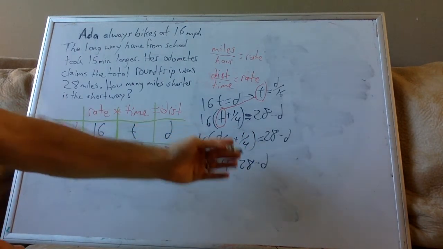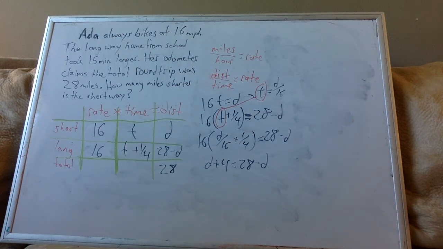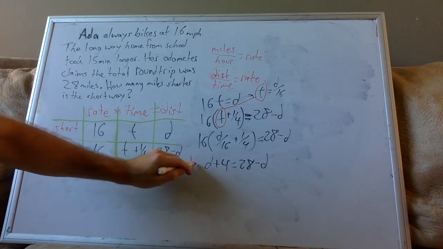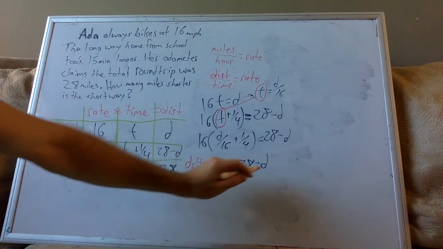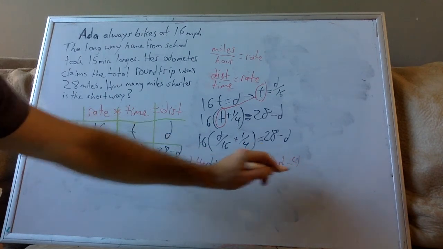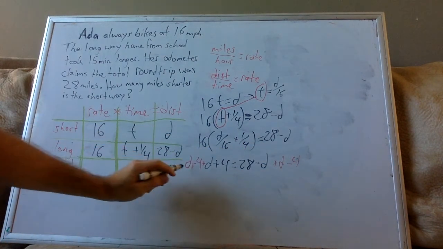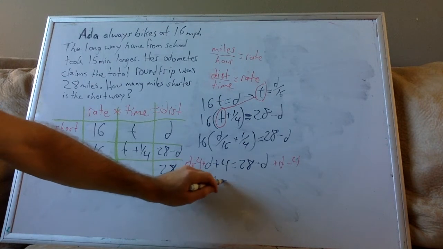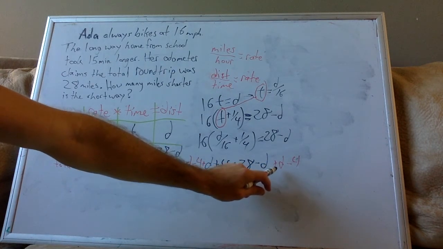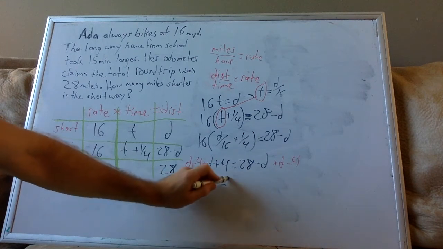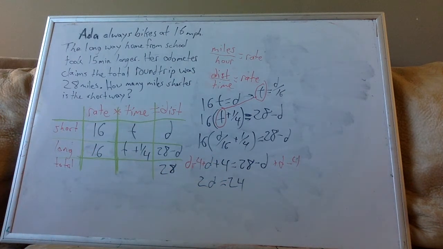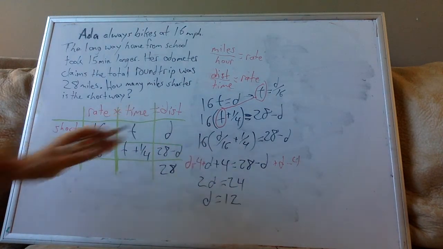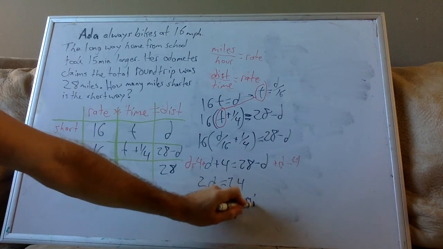I'm going to move the d's to one side by adding a d on both sides, but I'm also going to subtract a 4 from both sides. So I'm going to add a d and subtract a 4. Now that I've done that, I have d plus d, that's 2d. And I have negative 4 plus 4, so I have 0. Then I have negative d and positive d, so that's 0, and I have 28 minus 4, so 24. Then of course I'm going to divide by 2, and I get d is equal to 12, and remember our distance was in miles, so I have 12 miles.